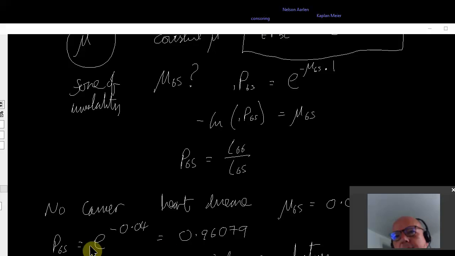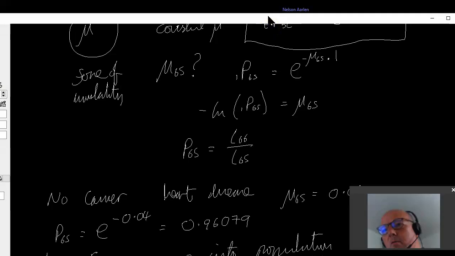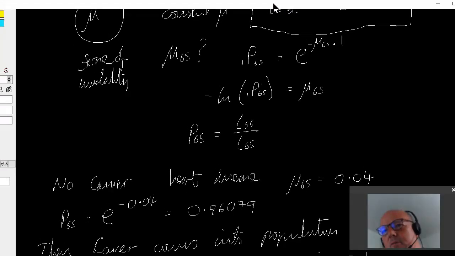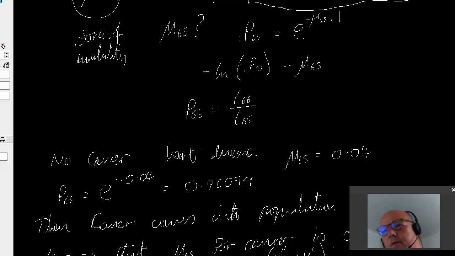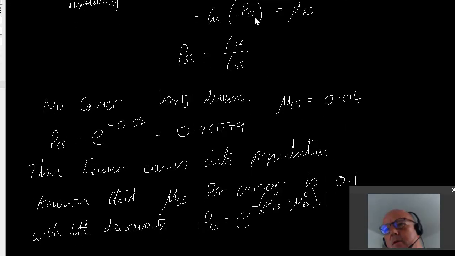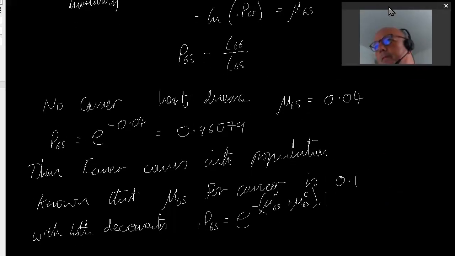So P65 equals e to the minus 0.04, which is 0.96079. So that's the probability we survive 1 year if the only form of death is heart disease. Okay, but then we bring cancer into the population, and it's known that mu65 for cancer is 0.1.